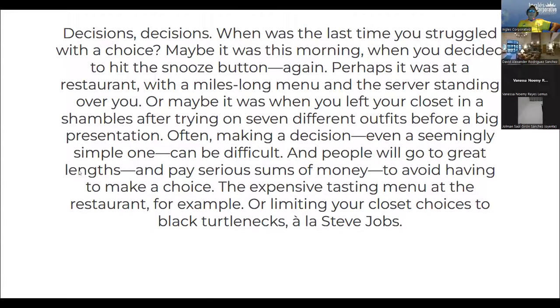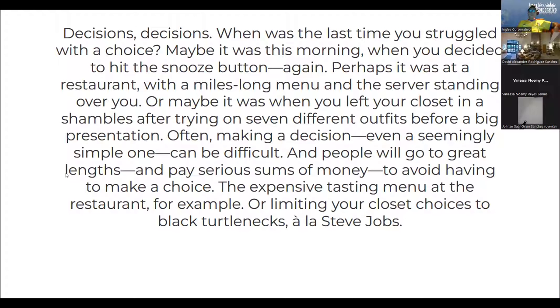Perhaps it was at a restaurant with a miles long menu and the server standing over you. So yeah, that is another decision. Sometimes it's difficult, right? When you go to a restaurant, there are lots of very delicious things, but you can eat one or maybe two things, right? But you cannot eat all of it. So that is another hard decision sometimes.